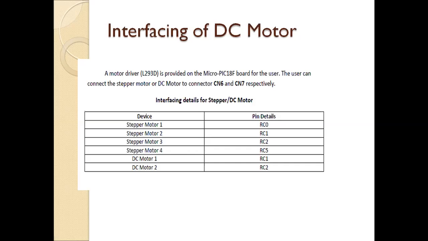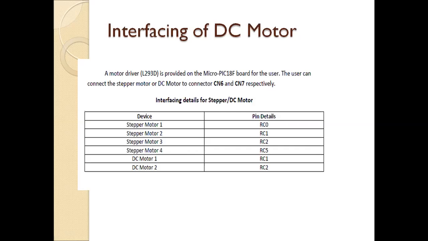The working principle of a DC motor is very simple. It has two leads. One terminal is positive and another terminal is negative. The positive terminal is connected to one port pin and the negative terminal is connected to another port pin. If you give 1 on one port pin and 0 on the second port pin, then it moves in the clockwise direction. If you change the polarity, that is, in the previous port you put 0 and in the second port you give 1, then the polarity is changed and it rotates in the anti-clockwise direction.